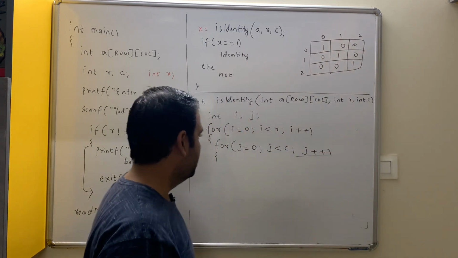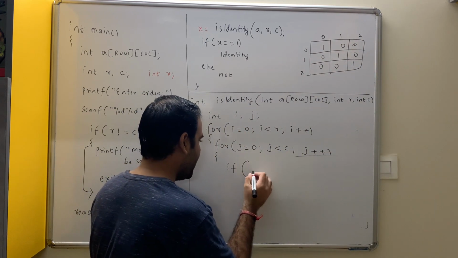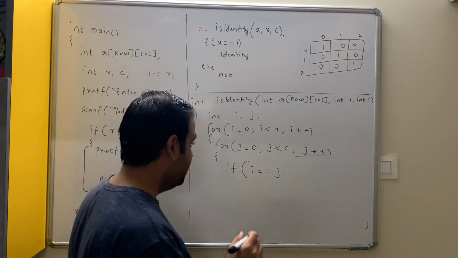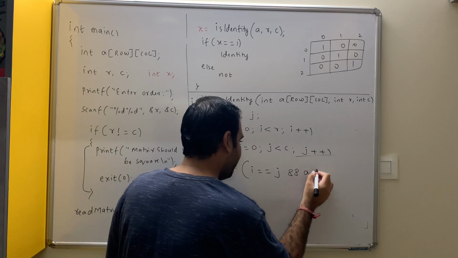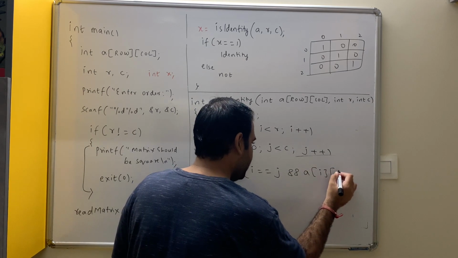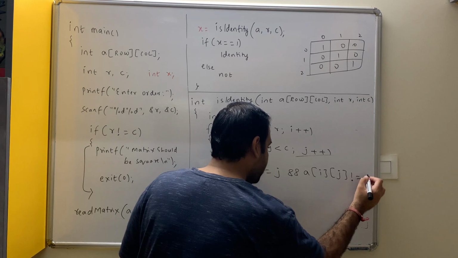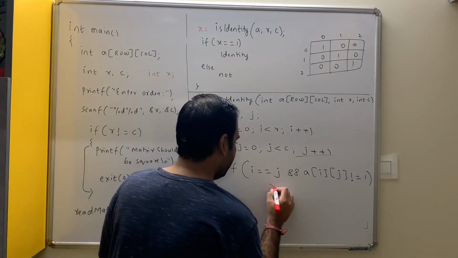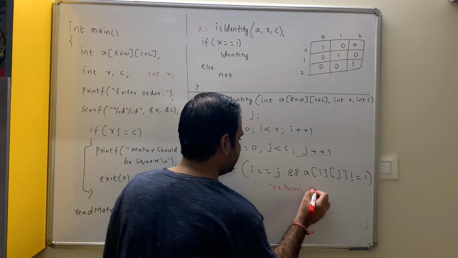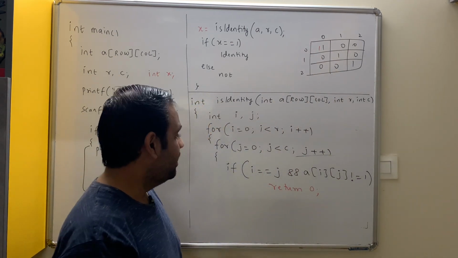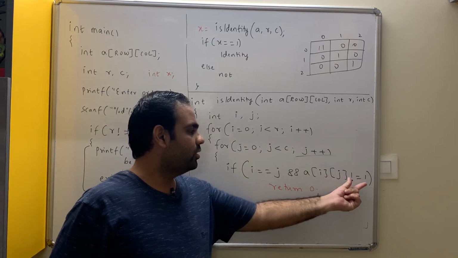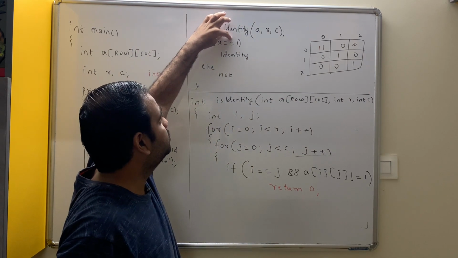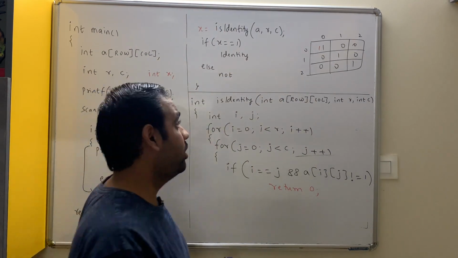Here I write if i is equal to j, that means it is a principal diagonal element, and A of i j, if it is a principal diagonal element, is not equal to 1, what do I write over here? I say return 0. Suppose it was 11. i equal j, yes, A of 0 0 is 11, not equal to 1 is true, return 0, it will return 0, x is 0, 0 equal 1 is false, and it says not identity matrix.